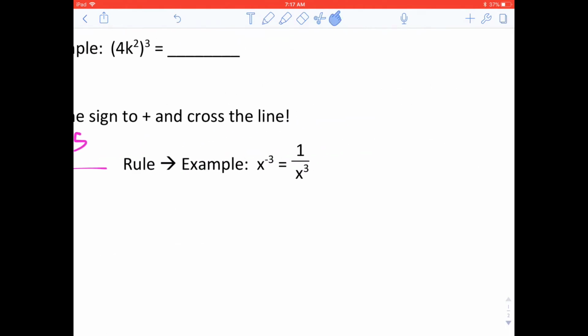Then look at this example here. X to the negative third, that's the same thing as saying x to the negative third over 1. So what you do is, you can see right here, this is my answer. You change the sign to positive, and you cross the line, so it has to jump to the bottom. What would that look like in an example?